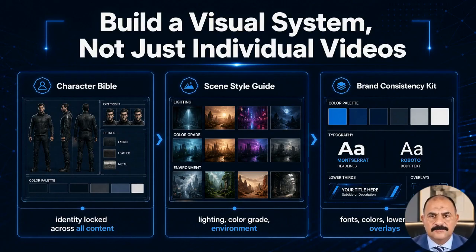Advanced creators build a visual system. A character Bible: name, age, appearance, clothing, expressions, voice. A scene style guide: what does the lighting look like? What color grade defines the mood? And a brand consistency kit: fonts, colors, lower thirds, transitions, and end cards. When you systematize your visuals, every video looks like it came from the same premium production house. That's how you build trust at scale.